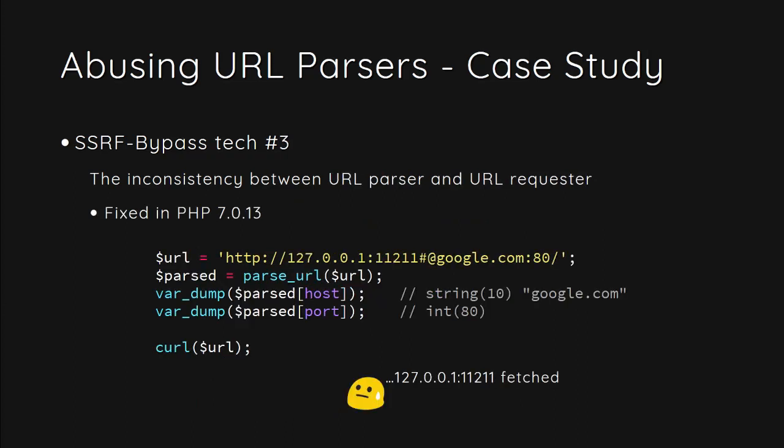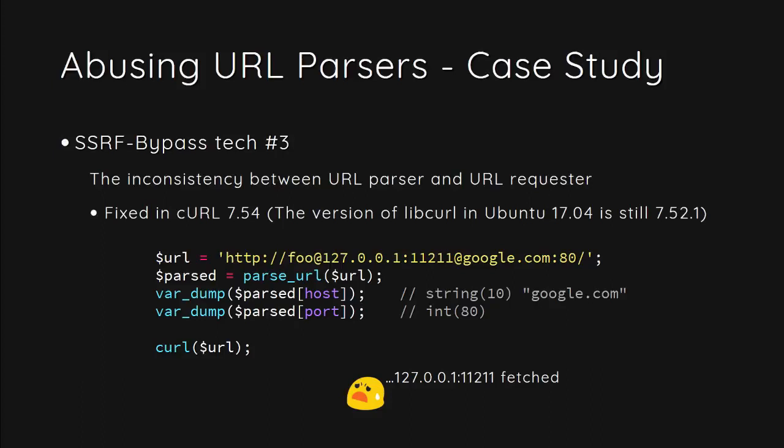The last bypass is the inconsistency between the parser and the requester. We mentioned several URL parsing bugs before. By using these bugs, we can bypass all the restrictions. For the number sign bug, the parse_url recognizes google.com as hostname, but curl fetches 127.0.0.1. This is handy, but has been fixed in PHP 7.0.13.